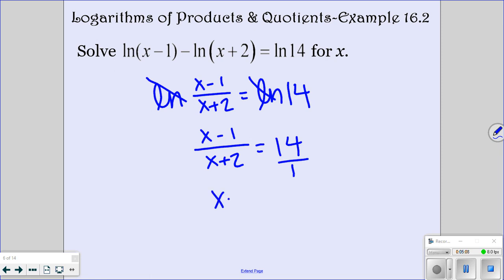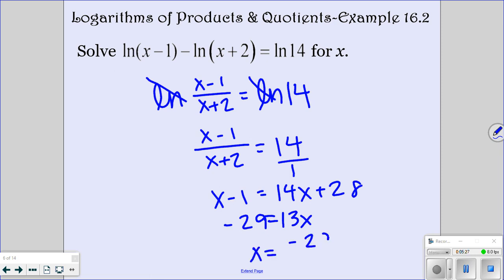So x minus 1 equals 14x plus 28. And then you're just going to solve for your x. So 13x is going to equal negative 29. And so x equals negative 29 over 13.